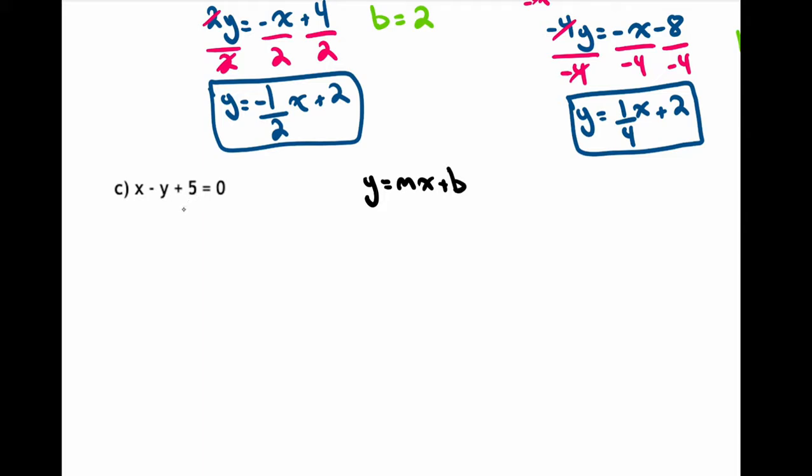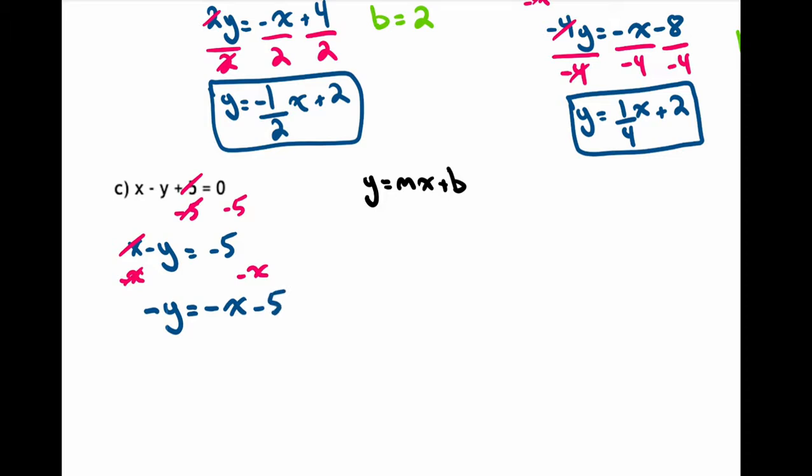Get rid of the +5, or the number. Subtract 5 from both sides. So x minus y equals -5. Now we move the x, so minus x from both sides. One side cancels out. The negative still stays in front of the y. Don't forget about that. We haven't canceled it out yet. So we have -x minus 5.